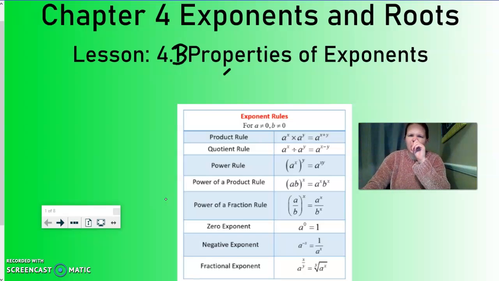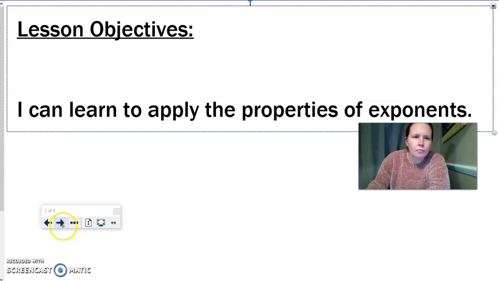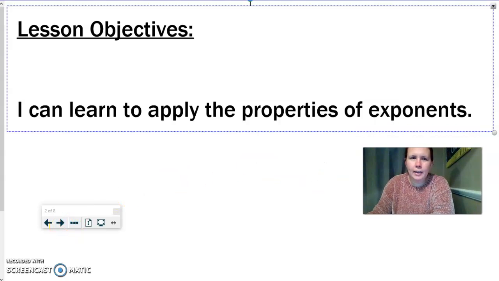So these are some of your exponent rules. I put this little table in here, and we're going to talk about these first 3. We're going to talk about the product rule today, the quotient rule, as well as the power rule. So let's go ahead into our lesson. All right, so our I can is: I can learn to apply the properties of exponents.